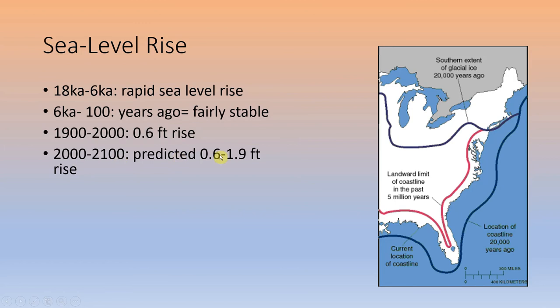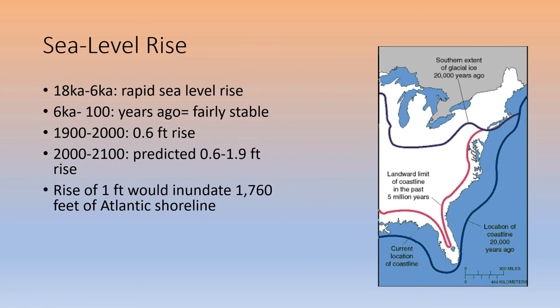So in the next 100 years or so, we're predicted to see somewhere between another half foot to 2 feet of sea level rise. Again, that doesn't sound like a lot, but think about our Atlantic seaboard with that very slow, gradual slope down into the ocean. A rise of 1 foot inundates about 1,700 feet of Atlantic shoreline. So with about half a foot, we've already lost over 1,000 feet of Atlantic shoreline, which is why we have to keep picking up those historic lighthouses and moving them back, and then picking them up again and moving them back. So that's kind of a brief history, right?